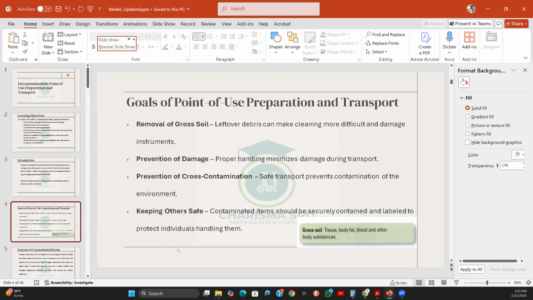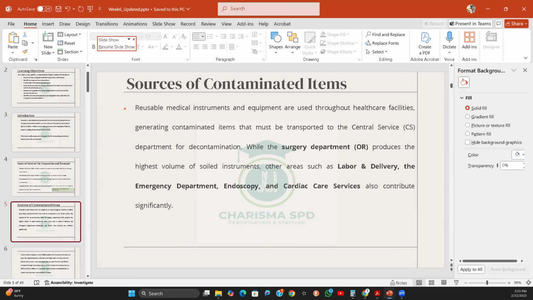Central Sterile Processing is a team effort. It's a team responsibility. So as much as you want to keep yourself safe from being infected, you have to think about others. All right. So we prep dirty or contaminated instruments at the point of use to make sure that when we transport them, they are safe from getting others infected. Any questions so far?